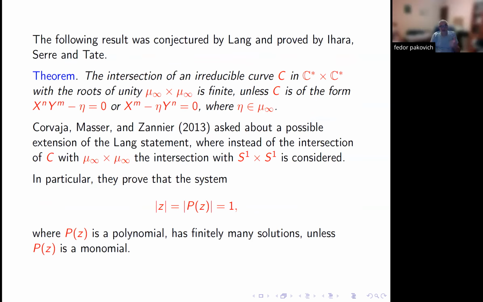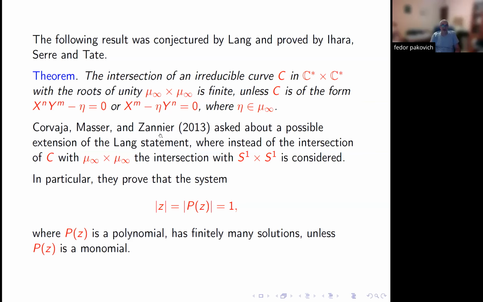Let me start by recalling the following result, which was conjectured by Lang and proved by Hara in '78. It says that if the intersection of an irreducible curve with this set is finite, defined by roots of unity, then it should be finite unless C is of a very specific form.